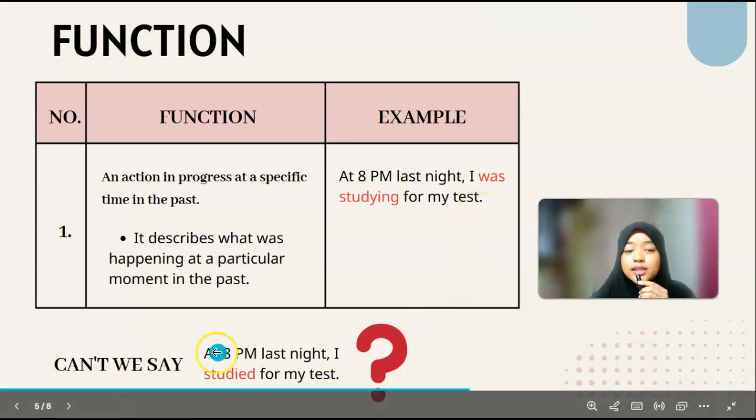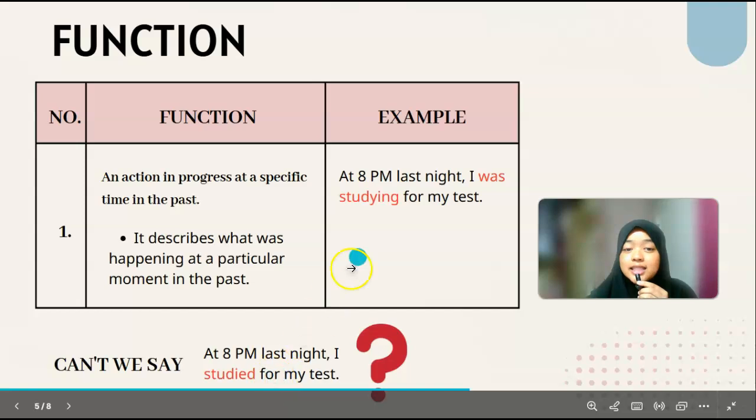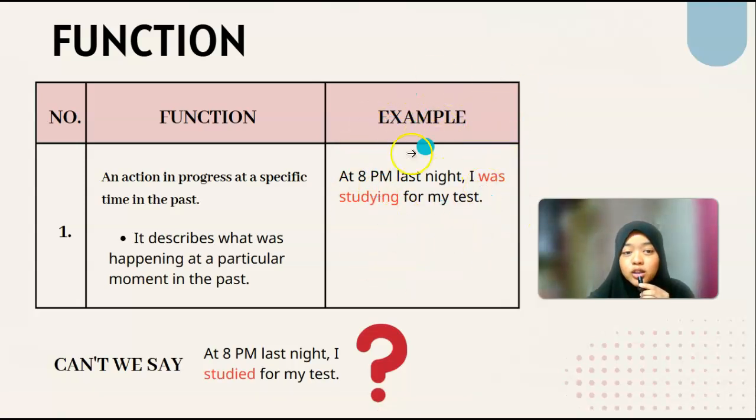But teacher, can we say, at 8 p.m. last night, I studied for my test? Is this sentence wrong? Okay, guys, remember, these two sentences are grammatically correct, but the context of the two sentences is different. Whereas you use past continuous tense when you want to describe what was happening at a particular moment in the past. Okay, say for example, last night at 8 p.m. you were studying for an upcoming test. Suddenly, you heard a loud bang in your porch. Okay, so you want to tell your friend the next day.